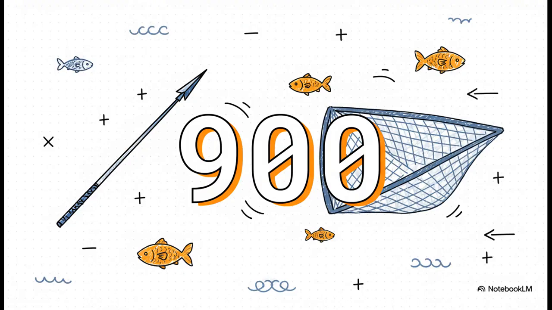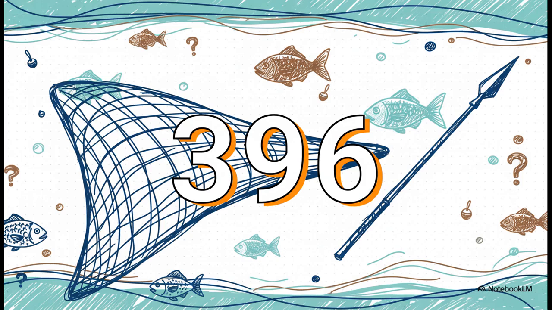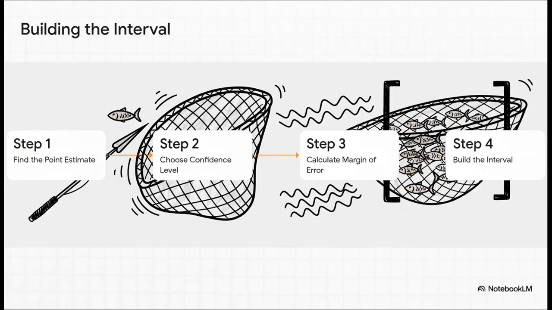All right, first piece of information we need is our sample size. In this survey, they talked to 900 women golfers. In statistics, we call this n, and it's a really crucial number for our calculations. Next up, the results. Out of those 900 women surveyed, 396 of them said, yep, I'm satisfied. Okay, perfect. Now we have the raw ingredients we need to start building our net.